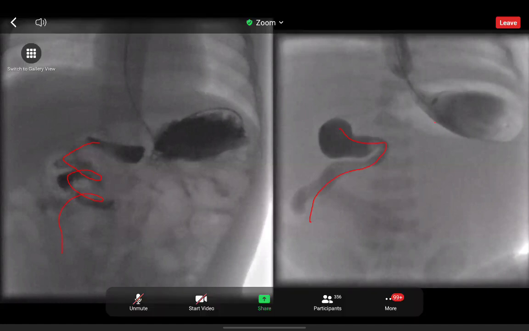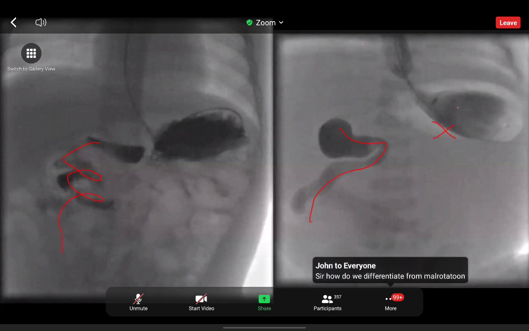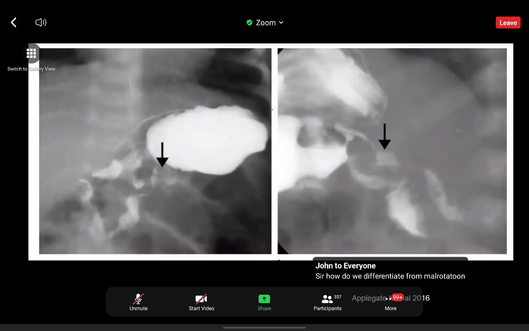So please remember the position of your DJ flexure should always be here. So this is malrotation or midgut volvulus. You can call it whatever you like. Malrotation doesn't necessarily need to have volvulus, but if you see this appearance in a child, even if it is not volved, it will still go for surgical fixation.